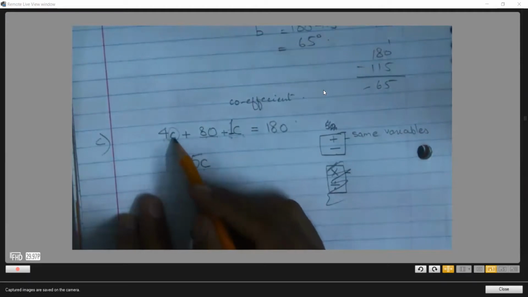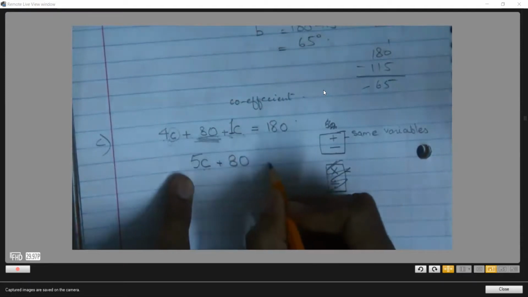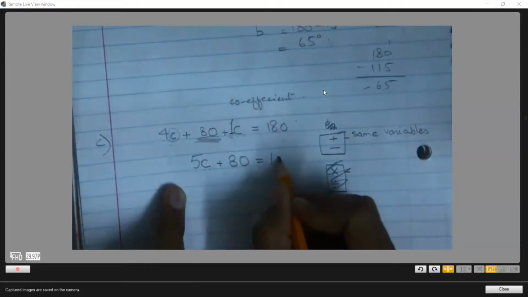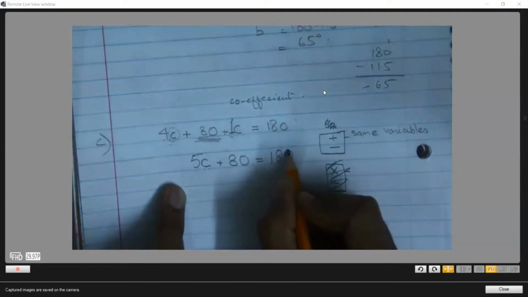Okay, Uswa? So when the variable is the same, you add the coefficients together and you write the sum of the coefficients. Sum is the answer to addition, and then you write the variable. Plus 80 is left. Now you tell me, 5C plus 80 is equal to 180.